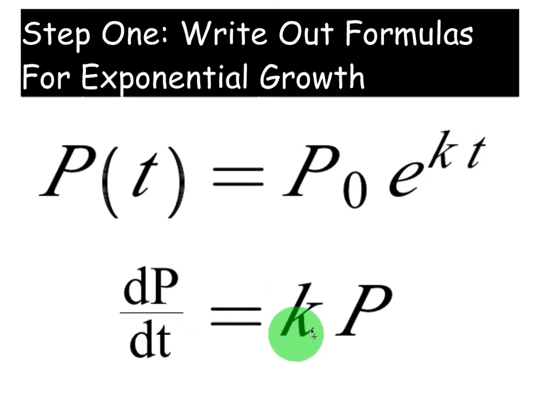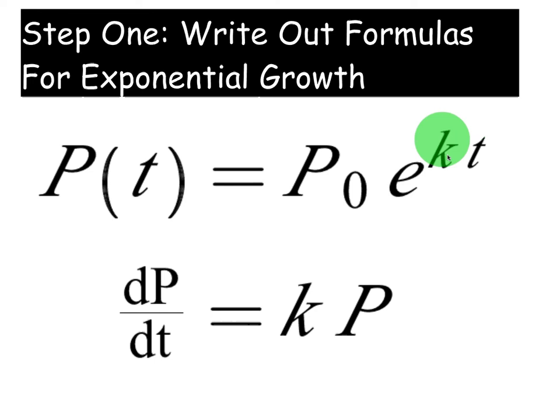And then here is our rate formula. The rate at which the population is changing, whether increasing or decreasing, is equal to the growth constant times the current population. The question is, how do we use what's given in these two formulas to solve for what we don't know? So k is in both of these formulas, so we need to figure out which formula to use.